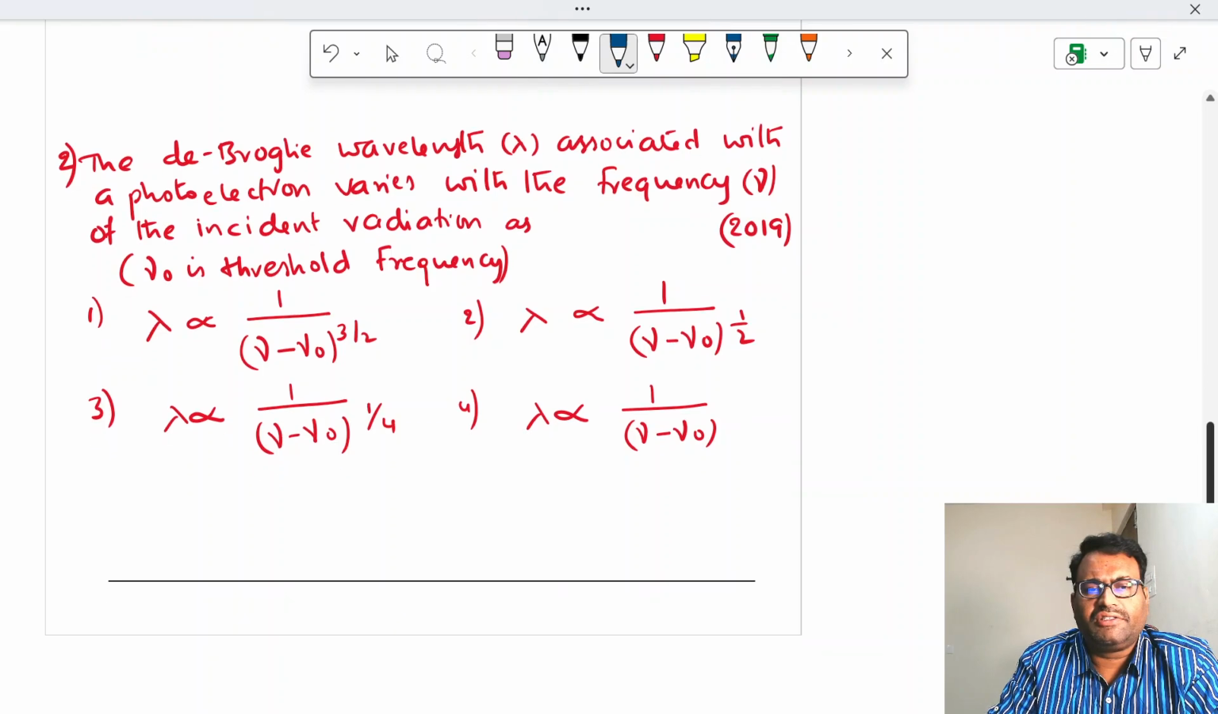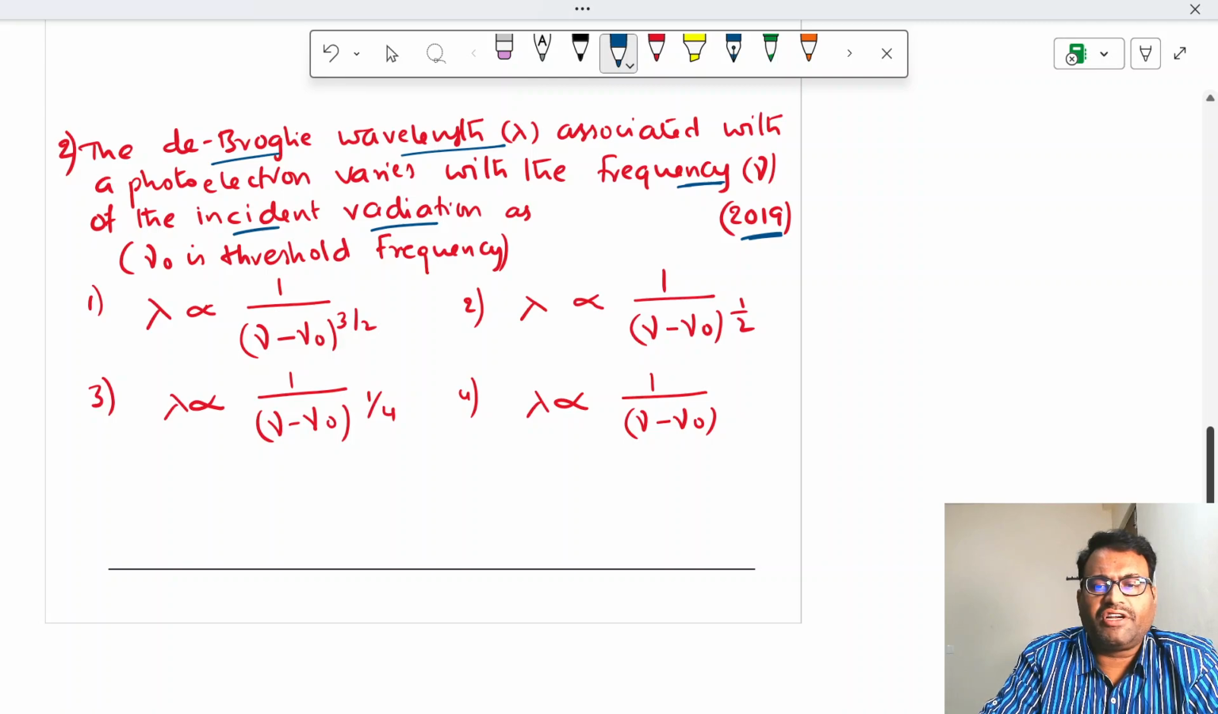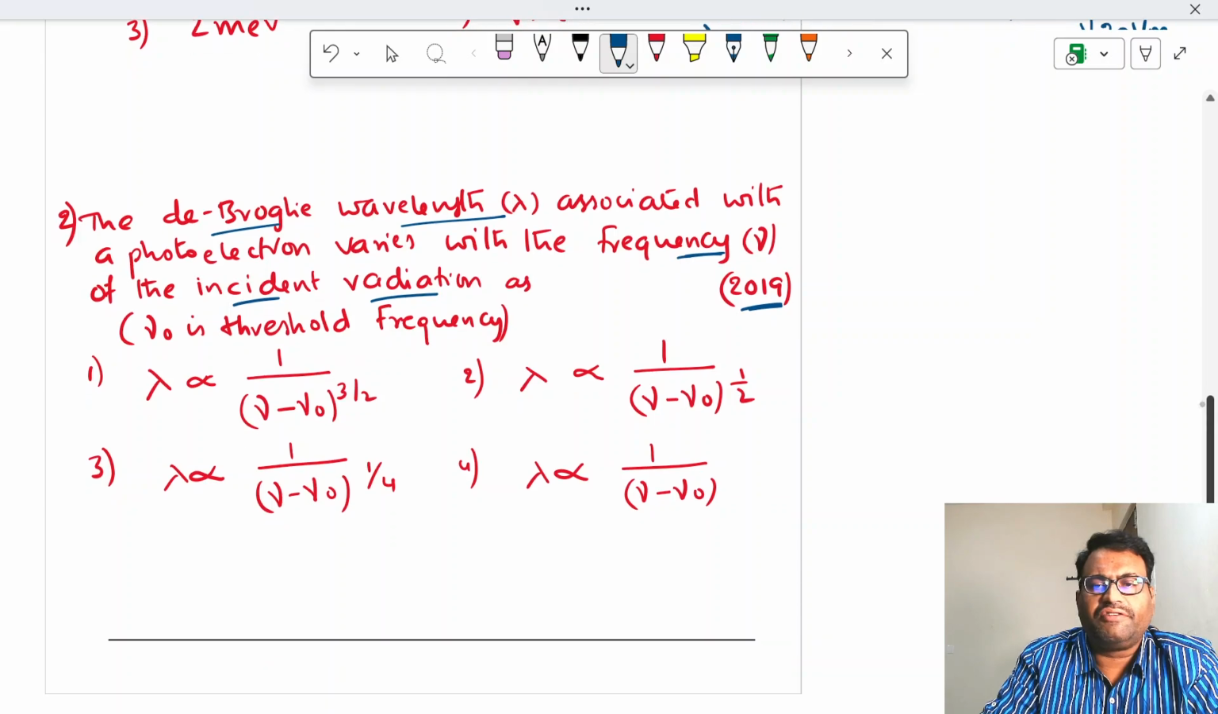Next, let us see this question. This is asked in 2019. The de Broglie wavelength associated with a photoelectron varies with the frequency of incident radiation. The photoelectric effect we have already studied; there is already a video on the photoelectric effect, please go through it. Let us see.